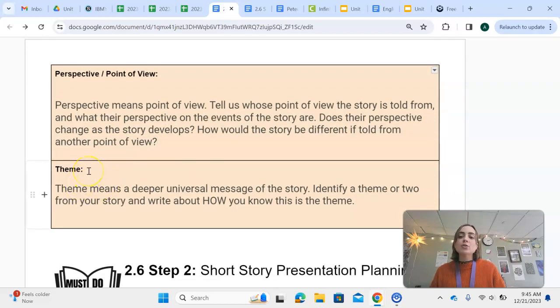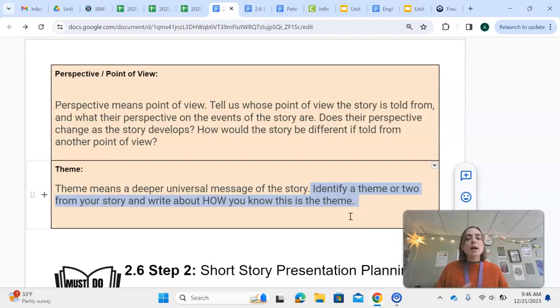Finally, the last thing on your story analysis worksheet is something called theme. So theme means like a deeper universal message of the story. Universal means that it's something that could apply to my life or your life, or really anyone's life who is reading this story. And it kind of makes us think about a deeper question or message. So we want you to identify one or two themes from your story and tell us how you know that this is the theme. So really spend some time thinking about theme and talking about it with your group in order to identify what the theme of your story might be.